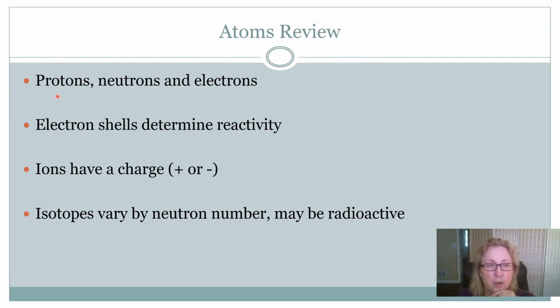So atoms are composed of protons, neutrons, and electrons. The protons and neutrons are in the nucleus, and the electrons are buzzing around in a probability cloud. Those electron shells determine reactivity. Whatever that outermost shell is, how many electrons are missing from it is going to determine whether that atom is going to tend to be an ion or whether that atom is going to form bonds with other atoms. If it's an ion, it has a charge.